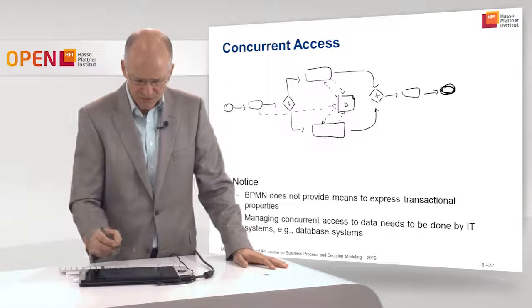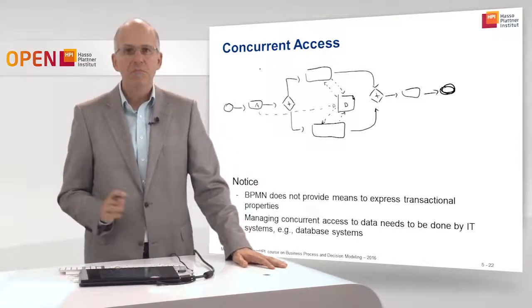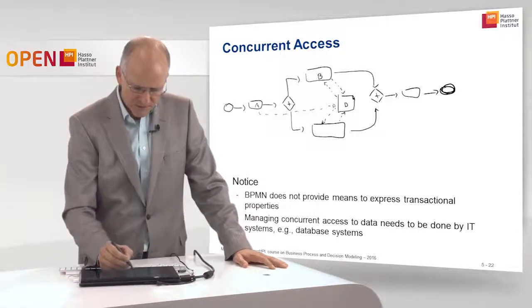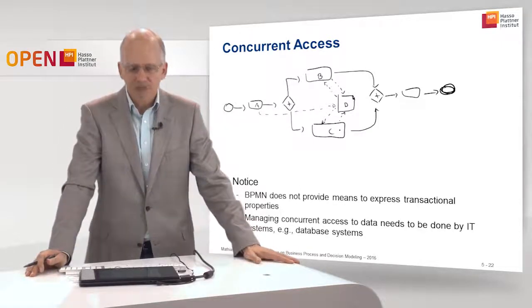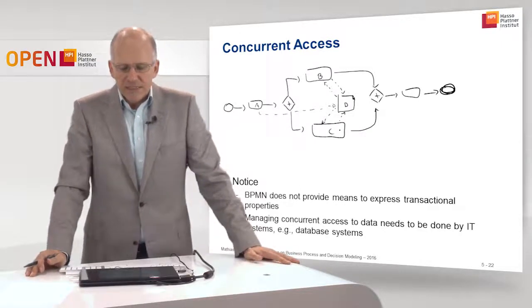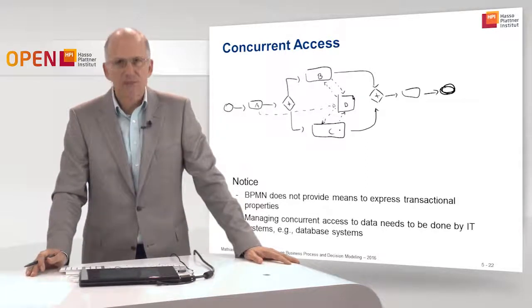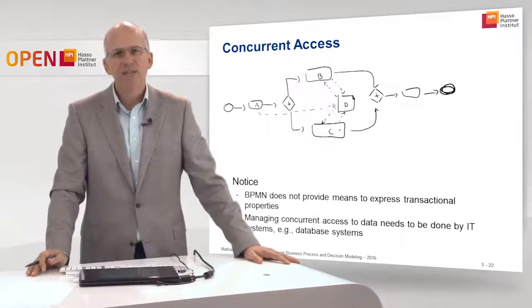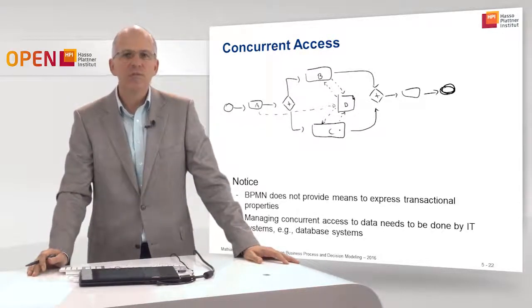So the first activity, let's call it activity A, creates the data object D. On termination, data object D is there. Then we have activities B and C. These two activities are executed concurrently. And then we have the data object D that is read and written by both B and C.